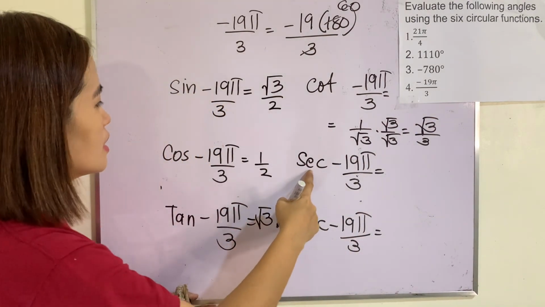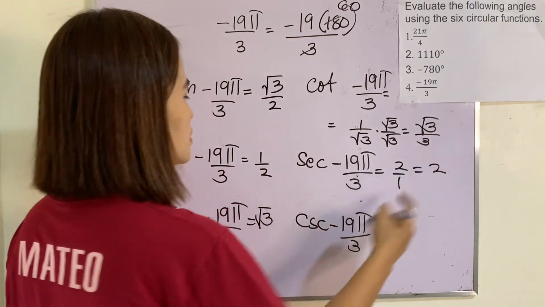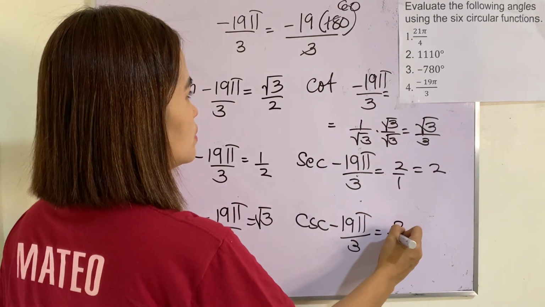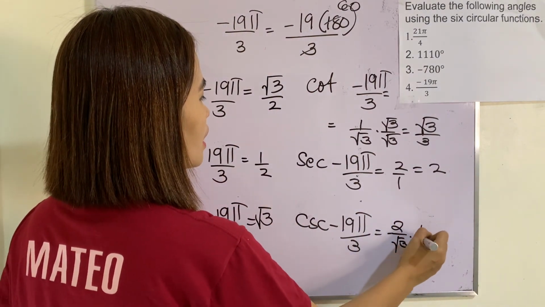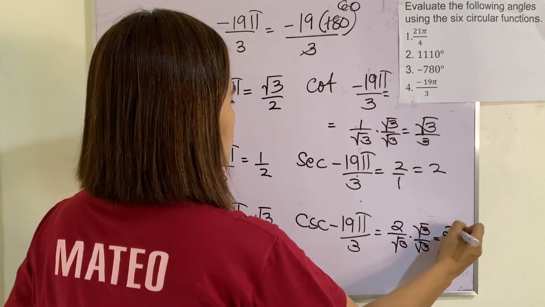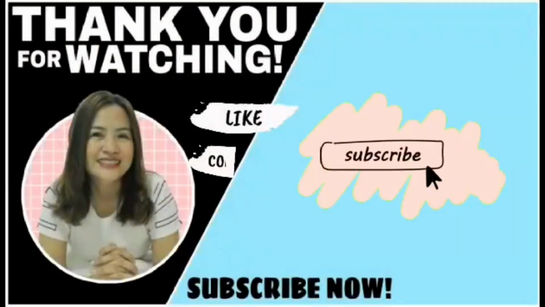For secant, this one is the reciprocal of this. That is 2 over 1, it's 2. For this one, it's the reciprocal. It's 2 over square root of 3 times square root of 3 over square root of 3. This is 2 square root of 3 over 3.